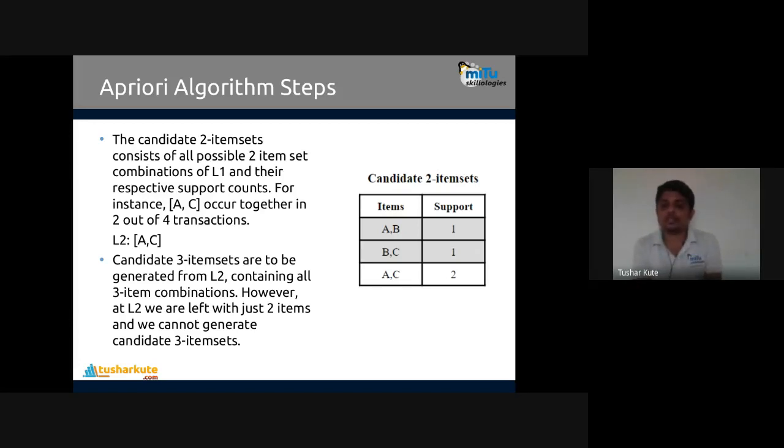What is that? If A, then C. Confidence is 50%. Okay, 50% confidence is there. Because A is coming 2 out of 4 times, and C is also coming there 2 out of 4 times. So we are left with 2 items only. We cannot generate the candidate 3 item sets. Candidate 3 is possible only when 3 items are there.